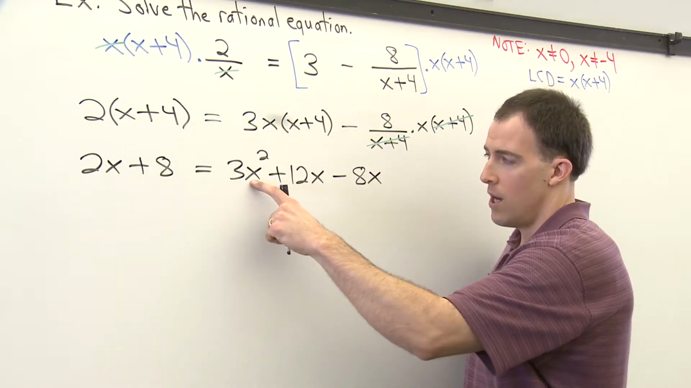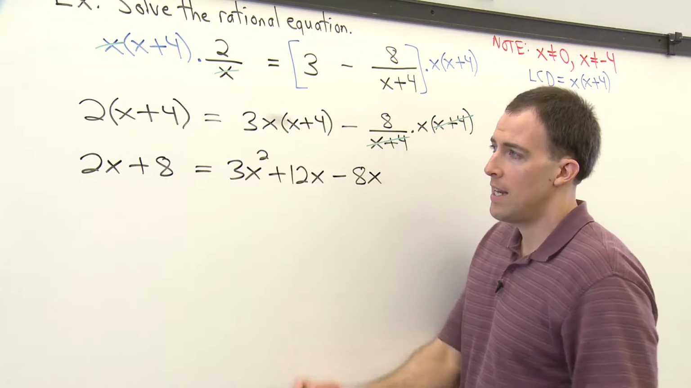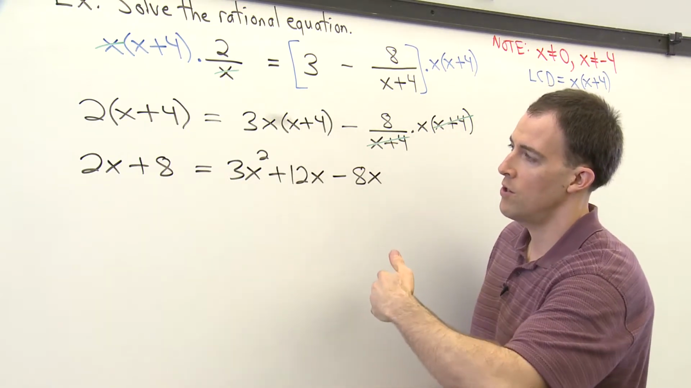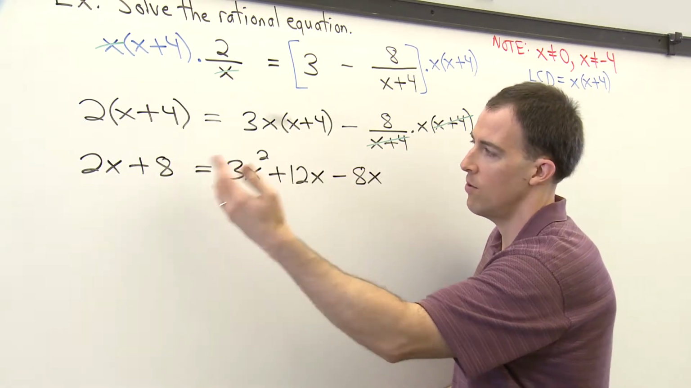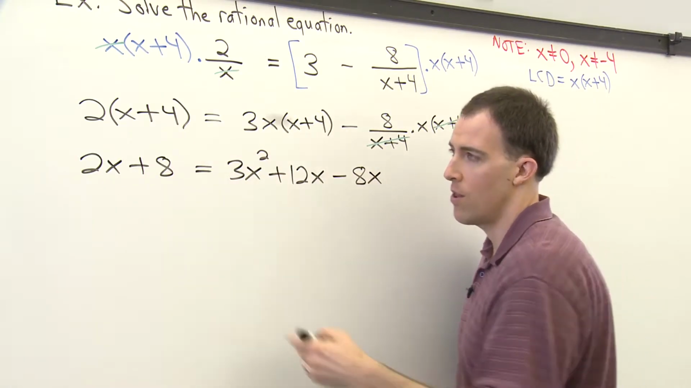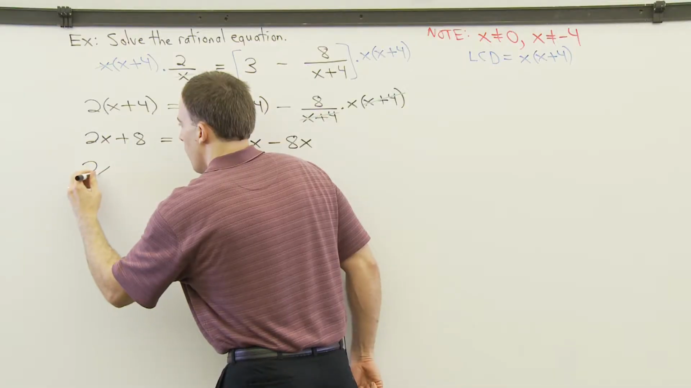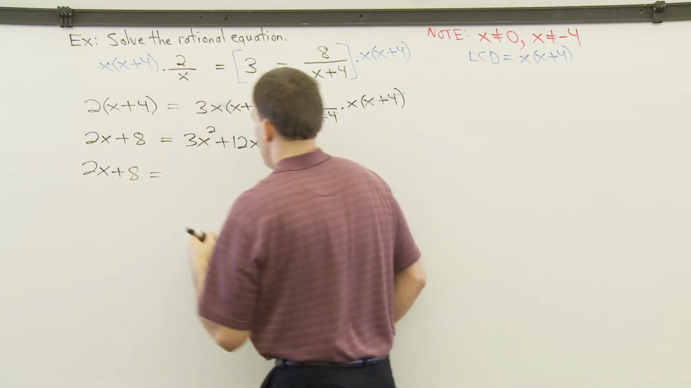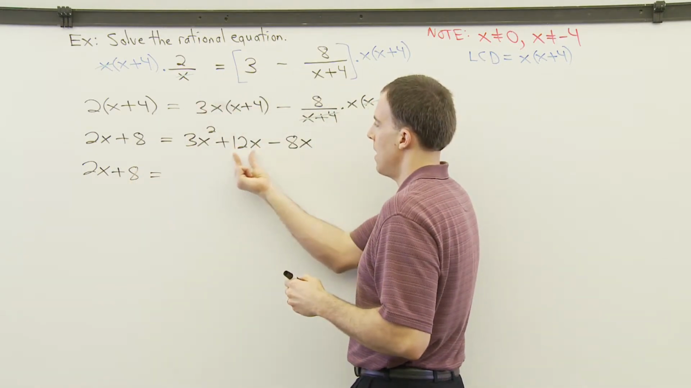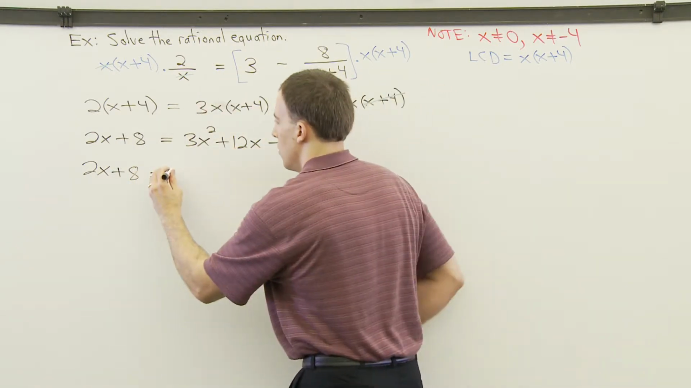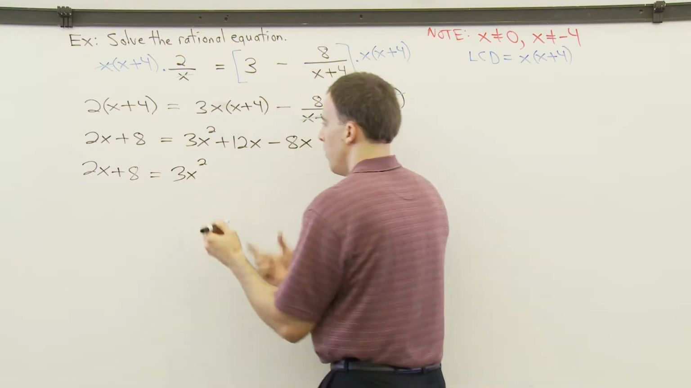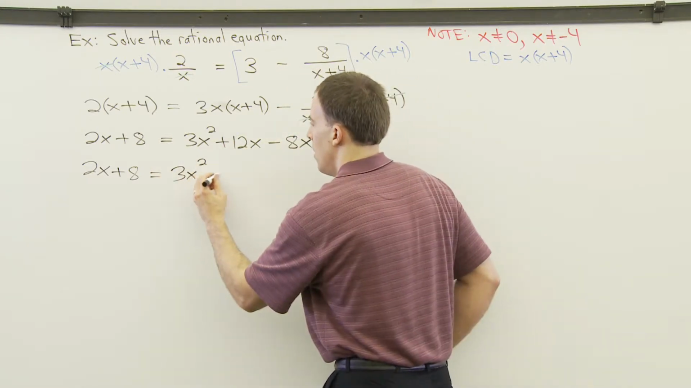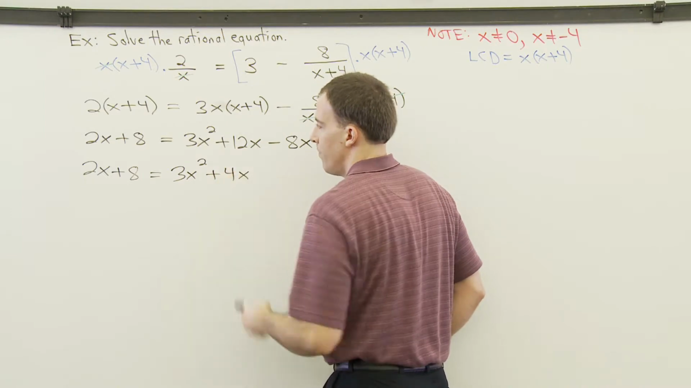Let's think here. We've got a quadratic equation. There's an x squared term, which means we're going to need to get it set equal to 0 with all terms on one side. The x squared term is currently on the right, so we want to bring all terms to the right side with a 0 on the left side. Before I do that, I'm going to combine like terms on the right. We've got a 12x and a negative 8x, which combines to positive 4x. So I'm going to rewrite the right side by combining the like x terms as 3x squared plus 4x.